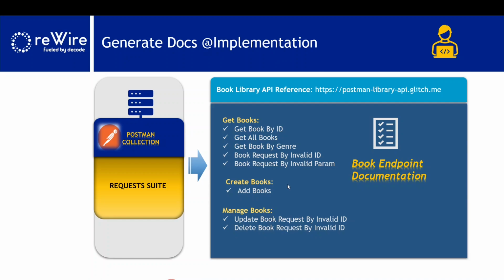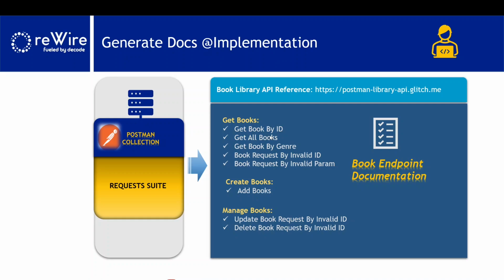Okay, so in this implementation session we are going to see two variants. One is the get, the second one is the post. In the get one, I am going to walk through a book by ID, how the document generation works for this particular endpoint call, and get all books also we are going to see. Okay, so let's move on to Postman and see how we can leverage Postbot to generate the docs in a fraction of a second.